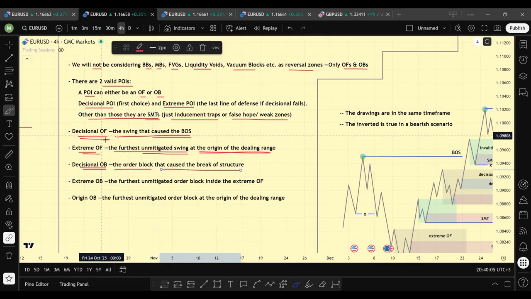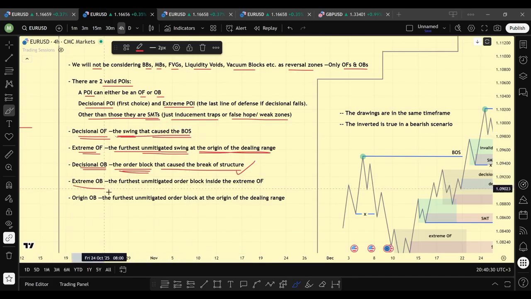Just like the decisional order flow, it is the swing that caused the break of structure. Then the decisional order block is the order block located inside this swing. They all cause the break of structure. But this order block is very, very important to know, like in this swing, which is the order block that I'm talking about. We will dive deep on that.